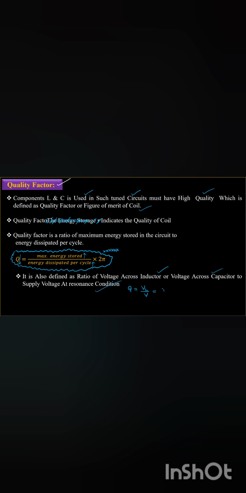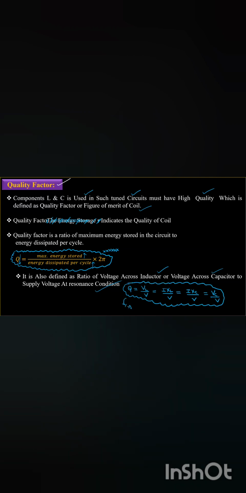Students, we know that VL equals I into XL. But you know that XL equals XC at resonance condition, right? So I into XC by V, that is equal to VC by V. Very important. This is one more formula for quality factor, that is voltage across the inductor by supply voltage or voltage across the capacitor by supply voltage. At which condition? At resonance condition.